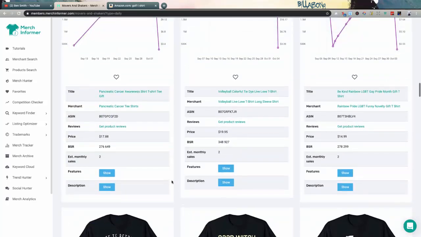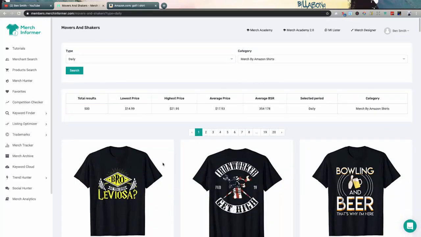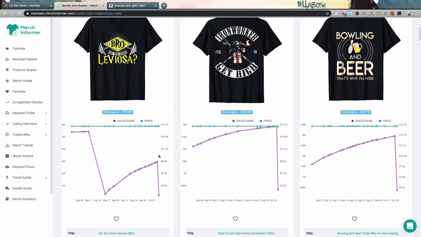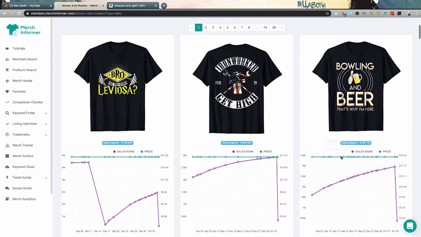So here we are in the Merch Informer dashboard. Just an example of an evergreen t-shirt: Bowling and beer, that's why I'm here. This is going to be something that's going to sell year round. This isn't tied to a single event.